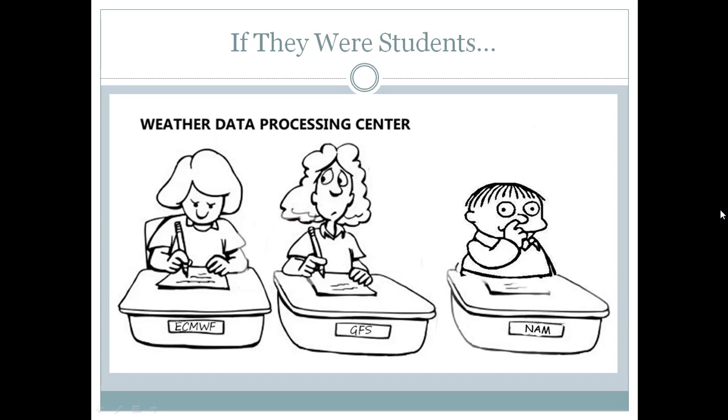Now, it's a little bit of a joke in the weather community if you take the 3 models and you put them side by side and you act as if they were students taking a test. The European is the brainiac child. It's the one that gets the most forecasts correct. The GFS, like I said, does have its days. However, it tends to copy off the European.